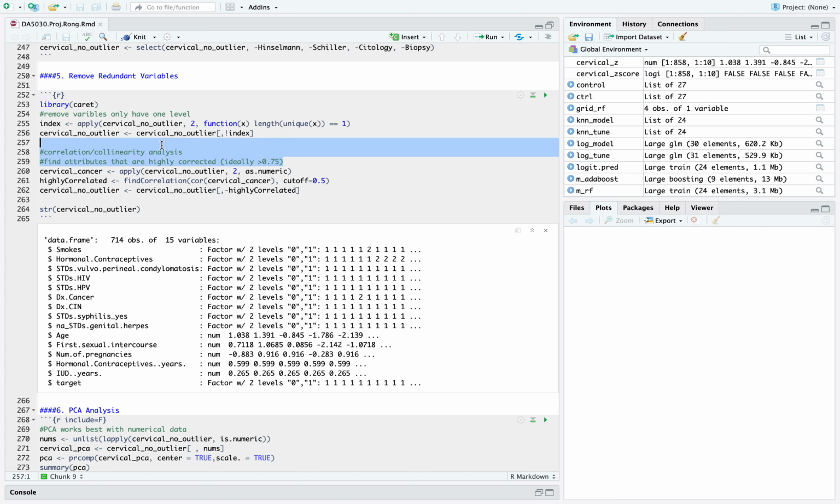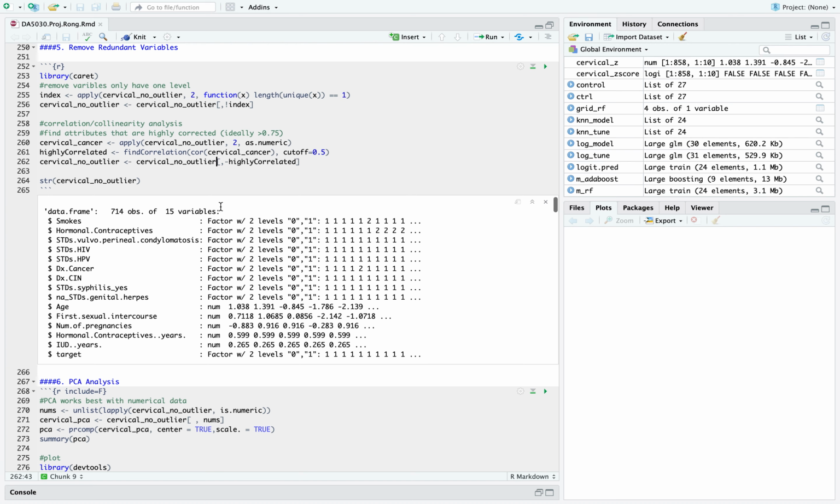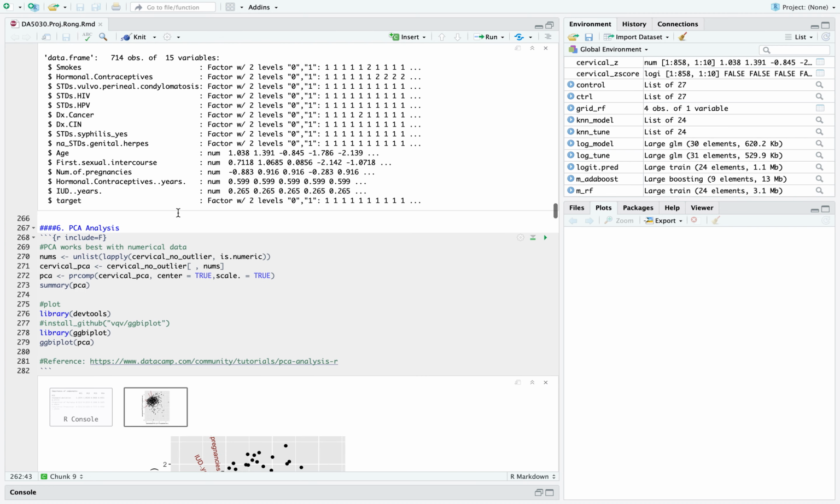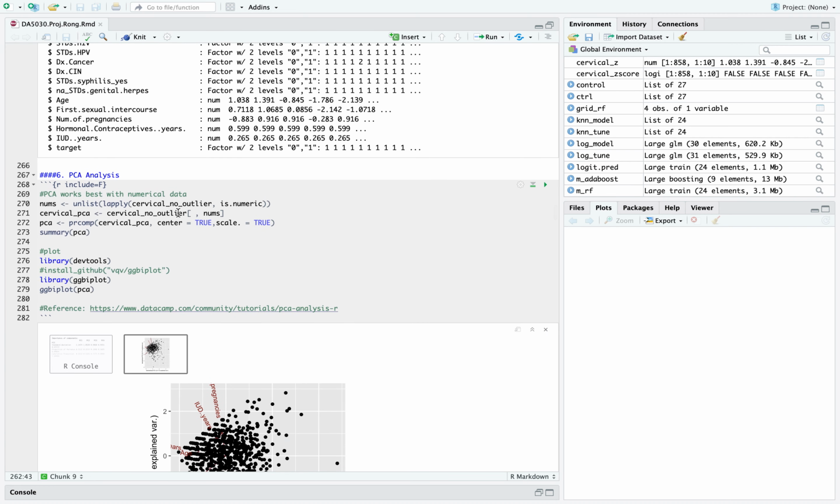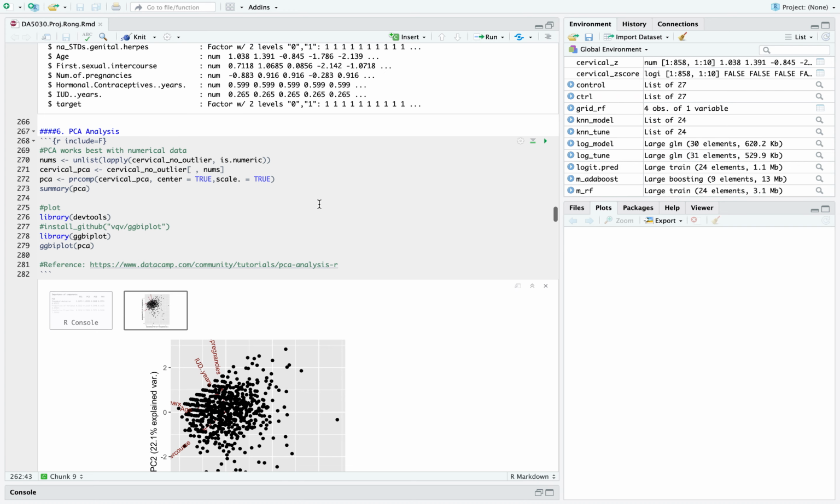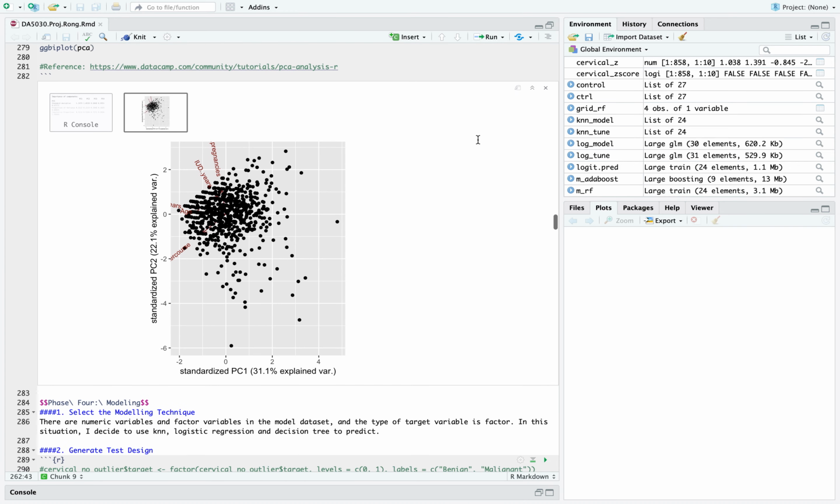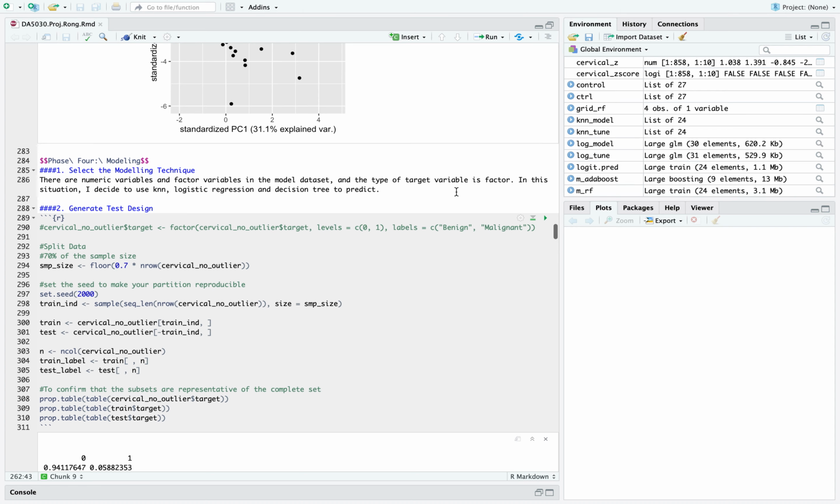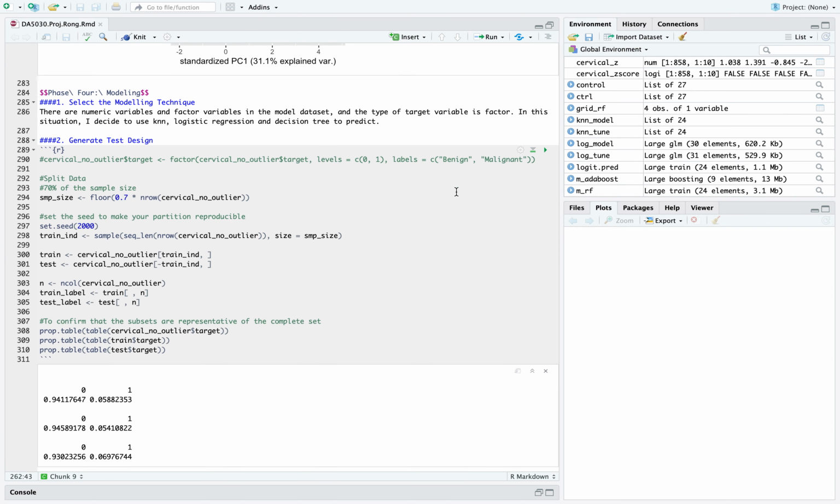I also did the correlation and collinearity analysis here. After this, I have about 400 records and 15 variables. And I also did the PCA analysis.